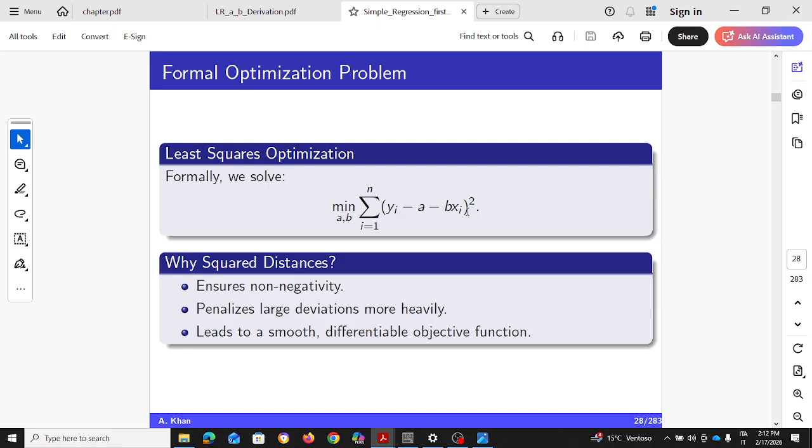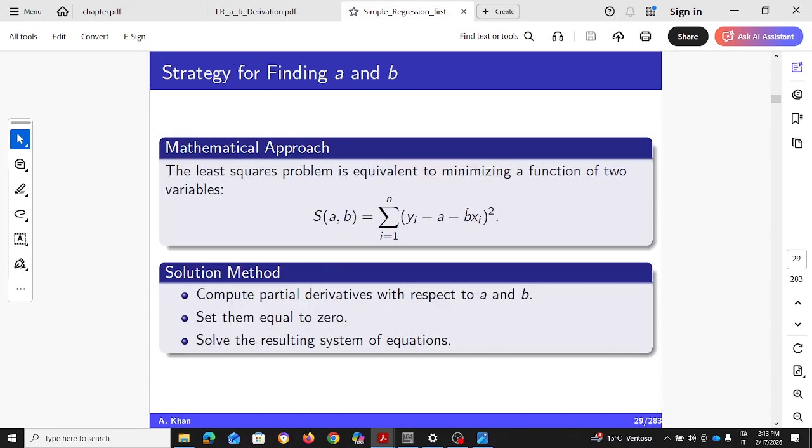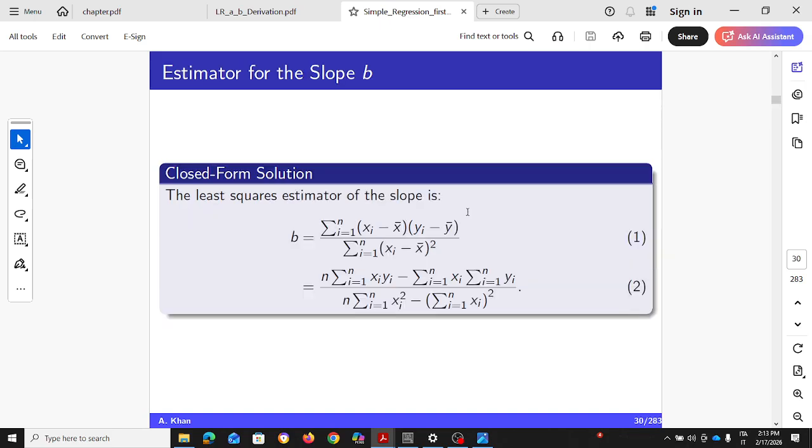So we penalize large deviations. The first thing was to ensure non-negativity: we take all of them as positive numbers, and to penalize if we have a large deviation. And this gives us a smooth differentiable objective function. Now, the least square problem is equivalent to minimizing these two functions of a and b, because we are interested to know now how to optimally choose a and b. So, if we solve these equations, we reach this result for b.